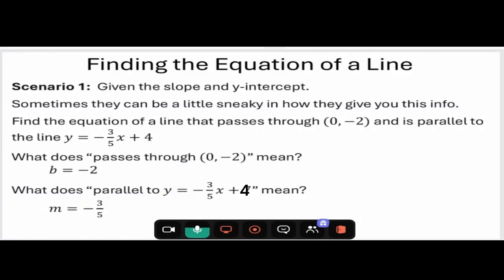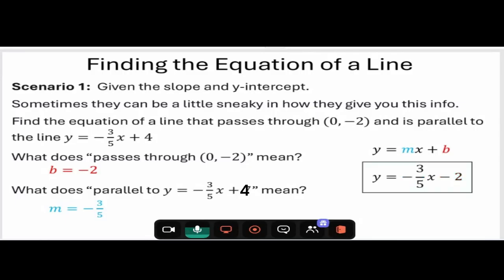So they actually told us the y-intercept and the slope, which we can just plug right in. y equals -3/5 x minus 2, like so. Okay, so they told us the y-intercept and the slope. They just did it in a bit of a sneaky way. And that's your answer.